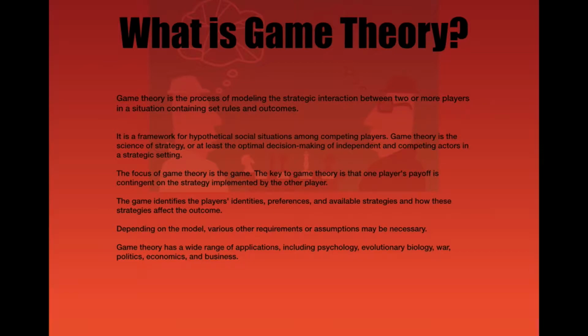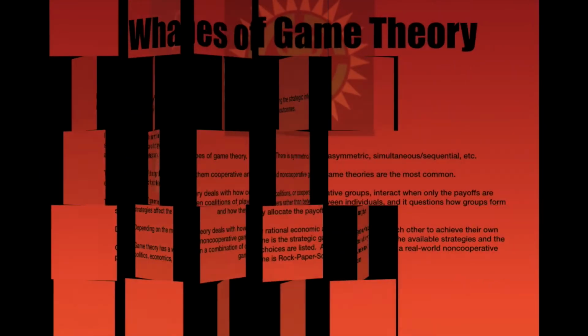The key to game theory is that one player's payoff is contingent on the strategy implemented by the other player. The game identifies the players' identities, preferences, and available strategies, and how these strategies affect the outcome. Depending on the model, various other requirements or assumptions may be necessary. Game theory has a wide range of applications, including psychology, evolutionary biology, war, politics, economics, and business.